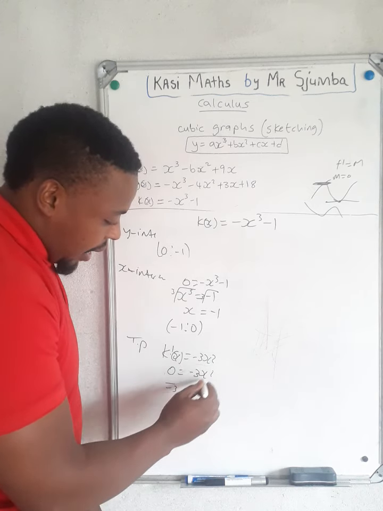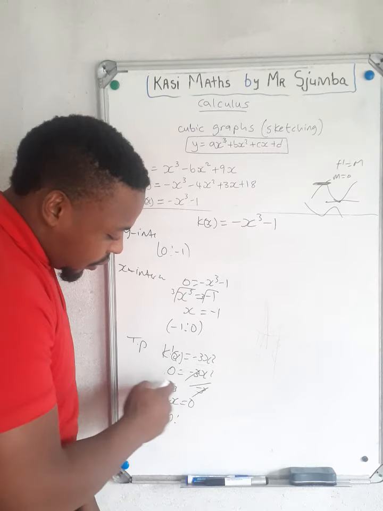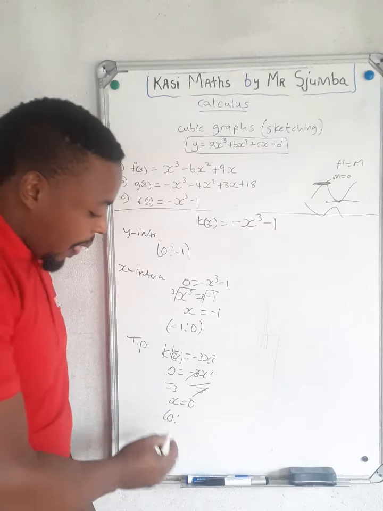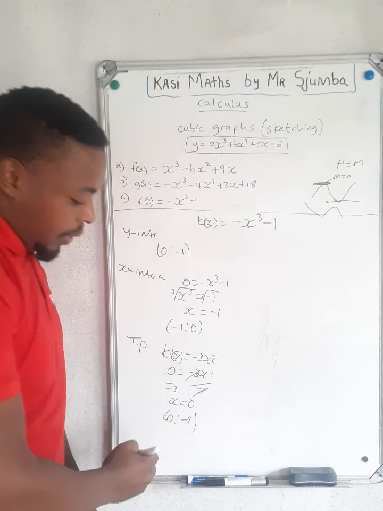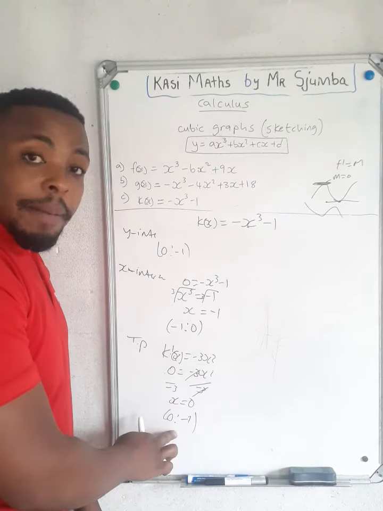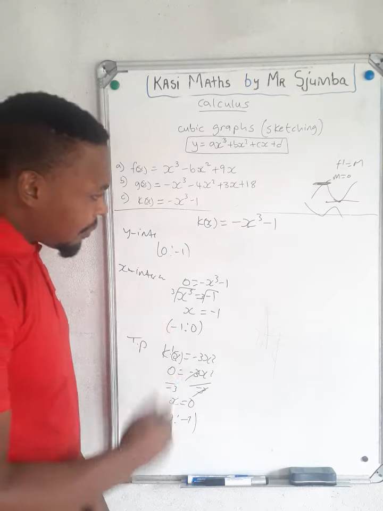After dividing, you take the square root, and the answer will be 0. Okay, we start with 0, and we put it in here. What is left? Minus 1. So the turning point is 0 comma minus 1.